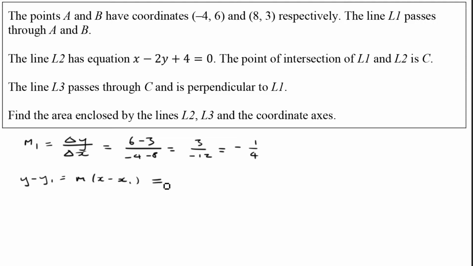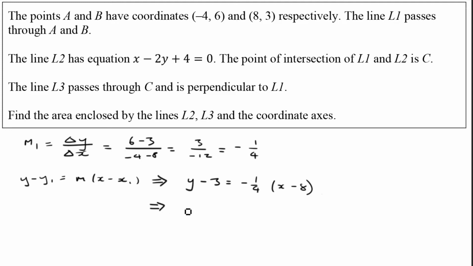Which point shall we use? Of course it doesn't matter, we'll get the same answer, but I'm going to use the 8, 3 simply because they're both positive, makes it a bit nicer to write down. Y subtract 3 is -1/4 into x subtract 8. Now why did I get the equation of this line? I did it because I wanted to find where it intersects L2. Written like this, it's going to be a bit tricky to do that. So let's tidy it up a little bit.